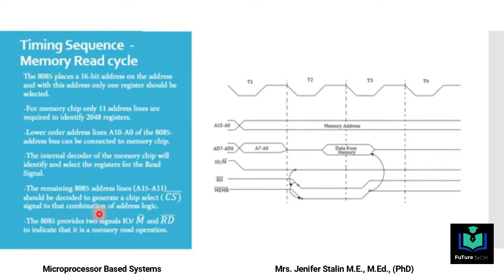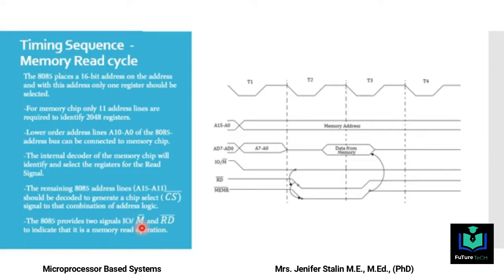It also has two signals, IO/M bar and RD bar. You have already learned these signals in unit 1. IO/M bar: here we are highlighting IO, which means input and output device, slash M bar. So what is that?